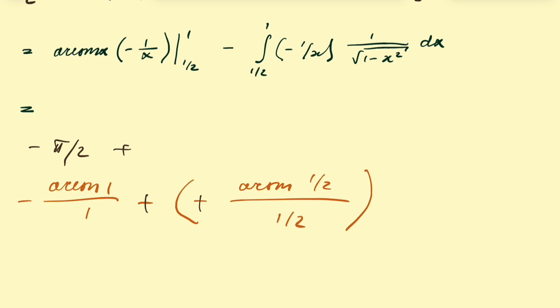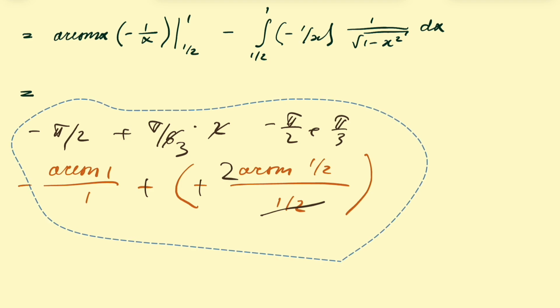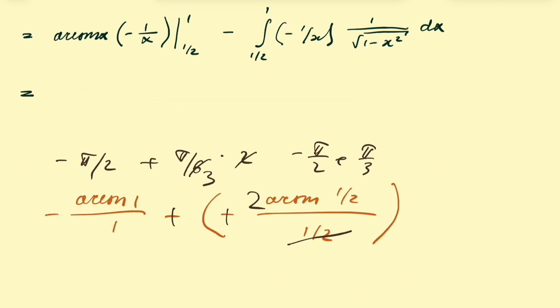It was pi over 6, 30 degrees, and it's over 1/2, which is 2 times arcsin of 1/2. Multiplying this by pi over 6 we get pi over 3, right? So we have in the end minus pi over 2 plus pi over 3. Now I hope this part is clear. Nevertheless, if you have some questions, feel free to write them in the comment section below.